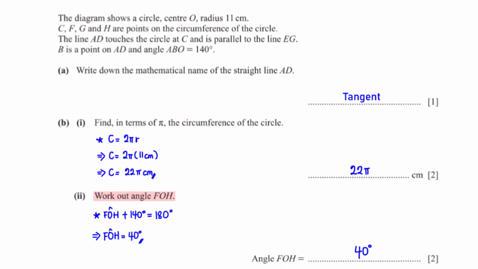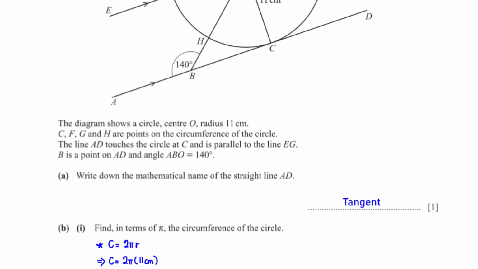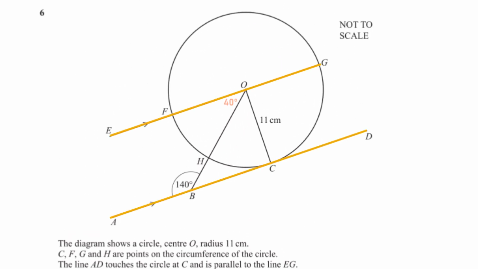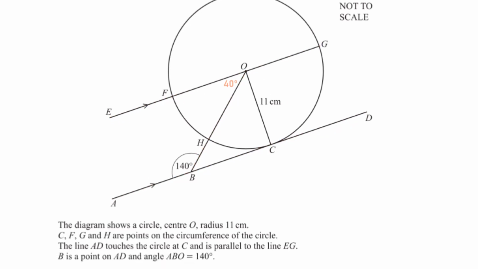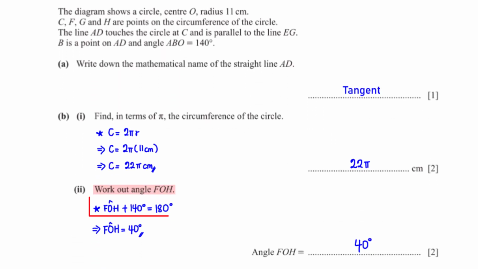Work out angle FOH. Lines AD and EG are parallel, with OB as the transversal, so these two are interior angles. Interior angles add up to 180 degrees. So we have angle FOH plus 140 degrees equals 180 degrees. When we subtract 140 from both sides, we get angle FOH to be 40 degrees.